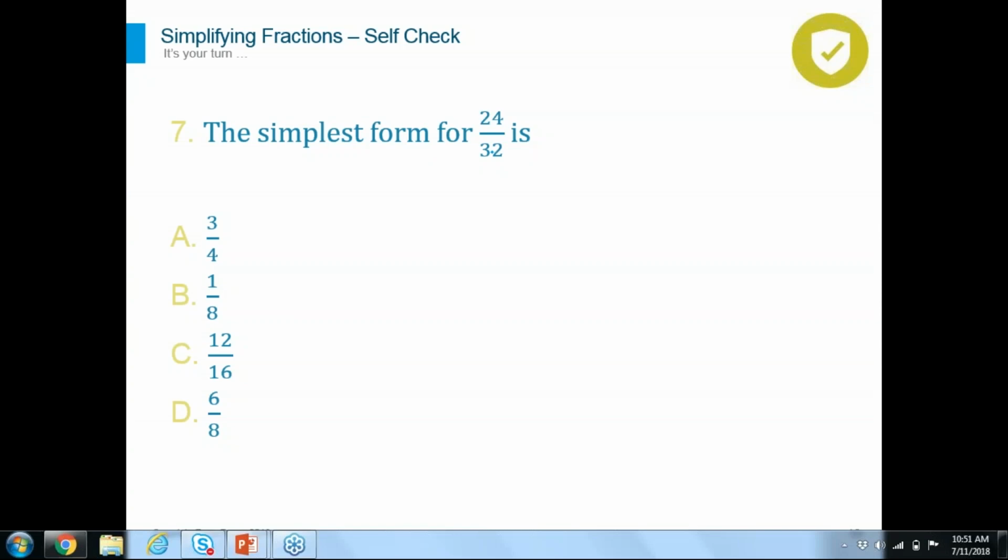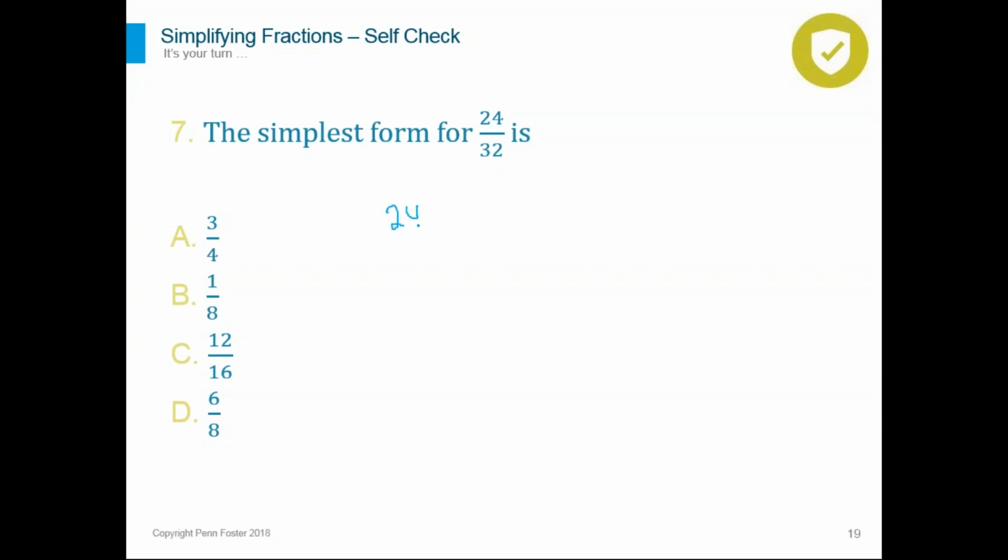Again, we have 24 over 32. I'm going to do the second method. 24 over 32, they happen to be even numbers. I'm going to use that feature, divide over 2 and divide over 2. 24 over 2 is 12. 32 over 2 is 16. Okay, again, even numbers, divide over 2 and divide over 2.